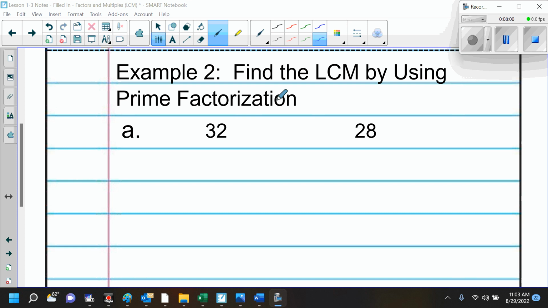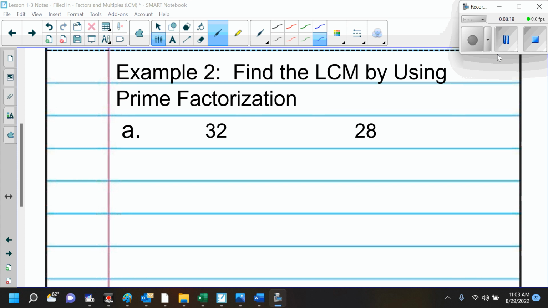All right, so example 2 is find the least common multiple by using prime factorization. Now, you guys remember how we did prime factorization? What am I going to use? What are those things that we did last week?